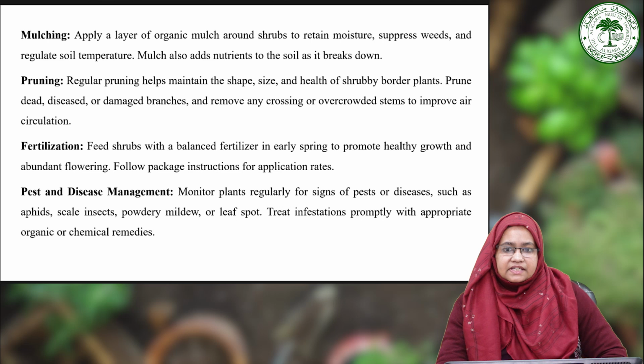Then mulching is to apply a layer of organic mulch around shrubs to retain moisture, suppress weed growth and regulate soil temperature. Mulch also enriches the soil as it decomposes, providing nutrients to the plants.